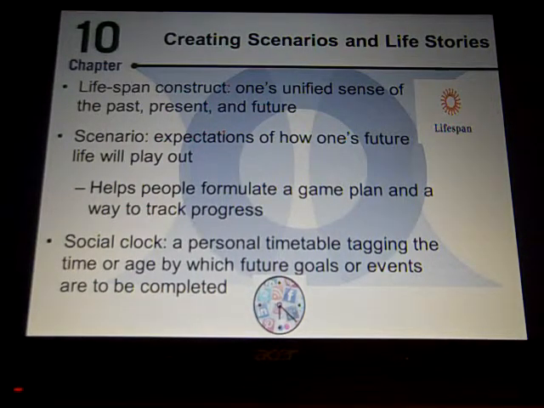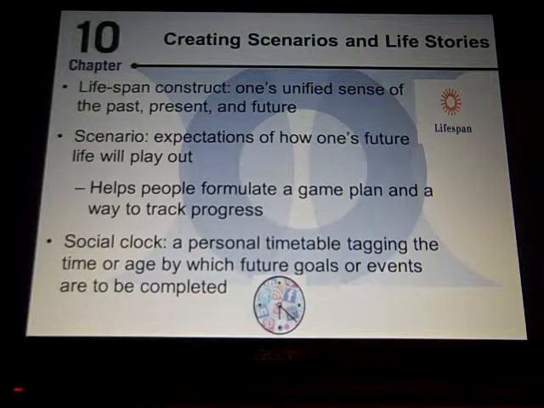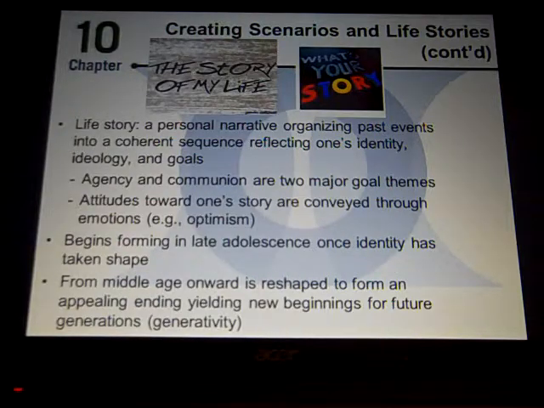So, and then the social clock. Everybody has personal timetables. I have a friend who said, by the time I'm 30, I want to have 2 kids. By the time I'm 40, I want to have this house in this neighborhood. By the time I'm 55, I want to be retired and have money in the bank. And by the time I'm 60, I want to be traveling the world. So, and everybody's social clocks are probably a little different.